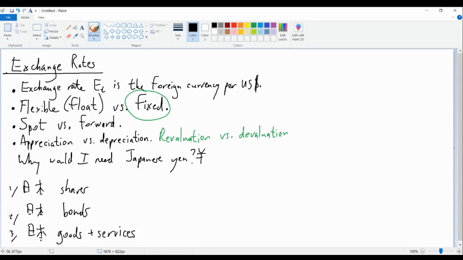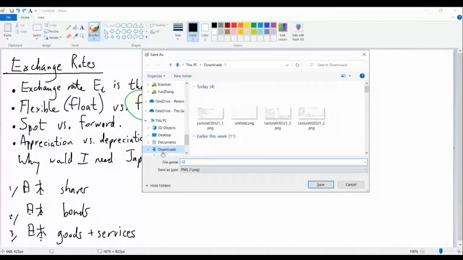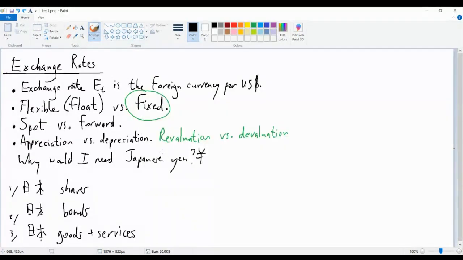So we'll start with this and see what that tells us about how exchange rates might behave. Then when we're done with that, we'll move on to see what this tells us about exchange rates, and finally we'll go there. Okay, so let me save this, in case we need to get back to it.